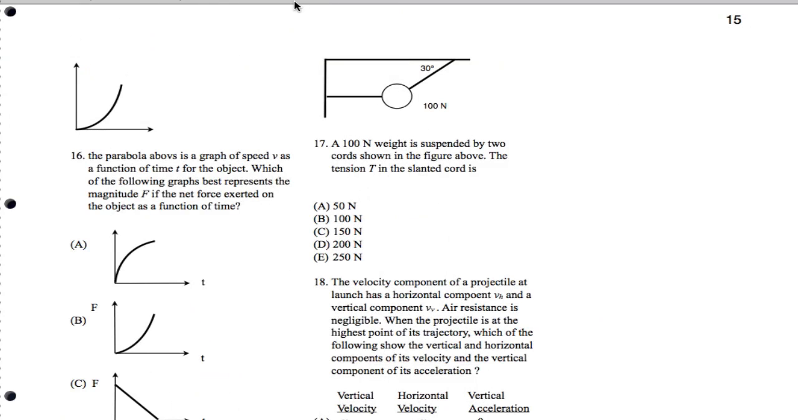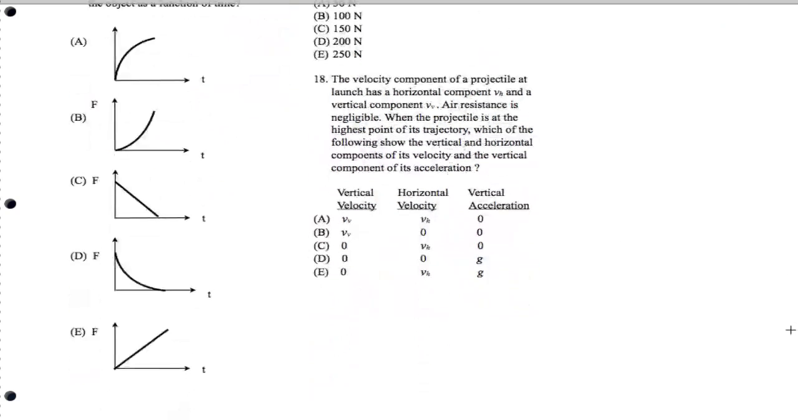16. So this is speed versus time. So what's acceleration versus time? If this is a parabola, it's a straight line. So that means the force is going to be this guy here, E.